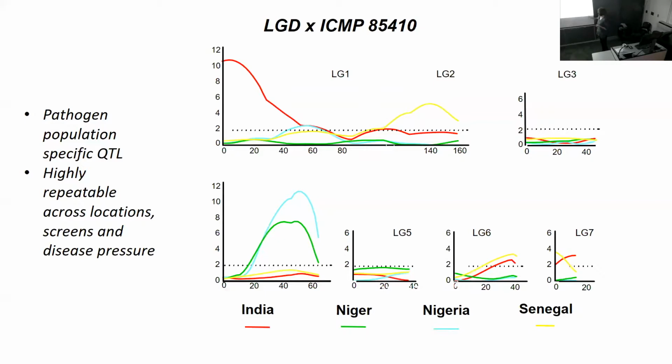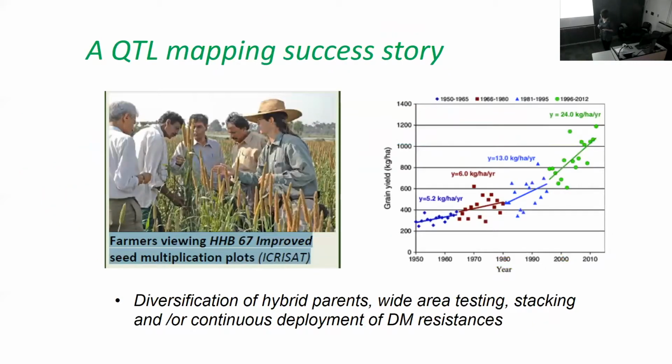And I did carry on to try and isolate single zoospore isolates from the pathogen populations and found even more QTLs. Every time we tried a new pathogen population, more and more QTLs would pop up. So a huge amount of avirulences in the pathogen population and a huge amount of resistance in the pearl millet materials. So this was a real success story.